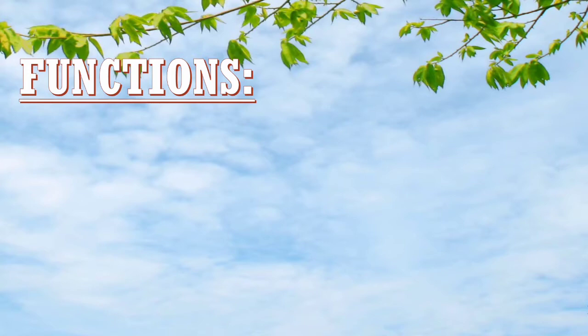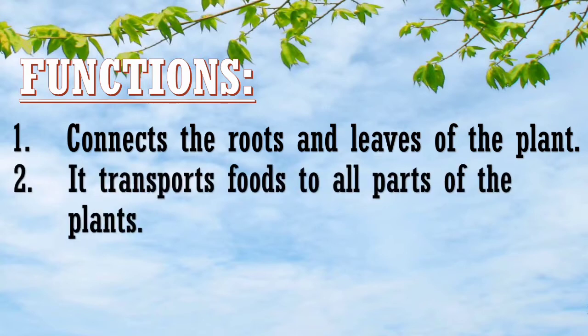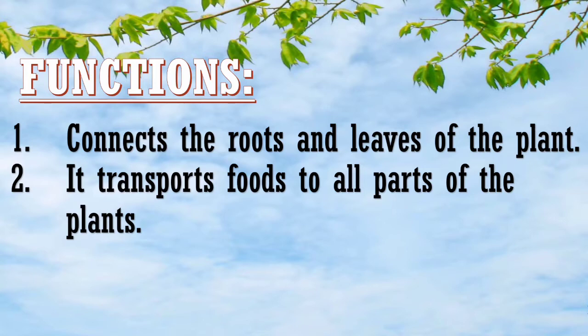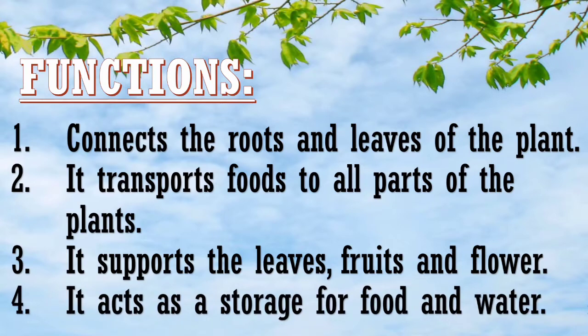So let's have its functions. So what are the functions of a stem? So number one, connects the roots and leaves of a plant. Number two, it transports foods to all parts of the plant. Number three, it supports the leaves, fruits, and flowers. And last, number four, it acts as storage for food and water.